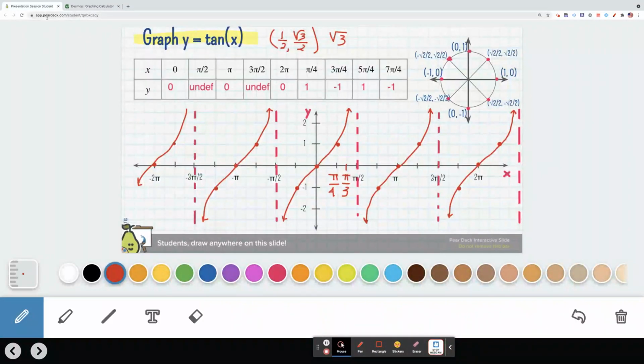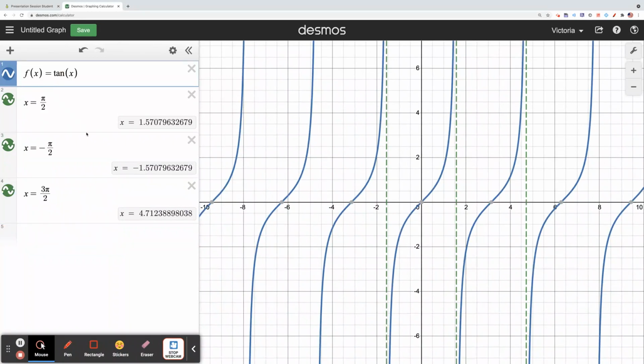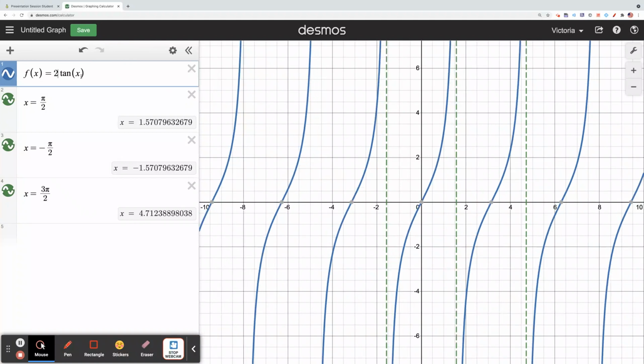All right, now let me ask you this question. Can I stretch this? Can I make it steeper? I mean, it's about this steep. It looks like the lattice point is kind of going over one and up one. What if I put a 2 in front of tangent of x? Would it go over 1 and up 2? Let's see. It did. So these are things that you can play with.